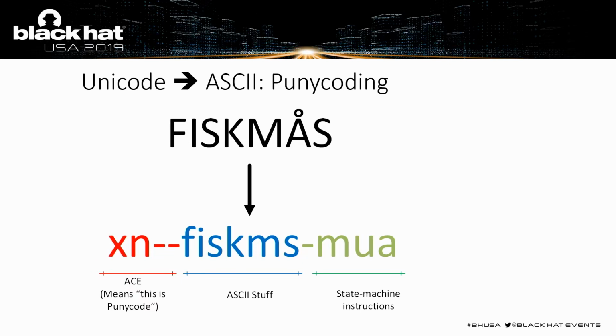And then after that, you have a hyphen with this MUA. This MUA is actually a set of instructions for an RFC-defined state machine, which can be executed to put the A with a ring above it back in there. So those are just instructions that say, put an A with a ring above it between the next to last and last characters of the ASCII.